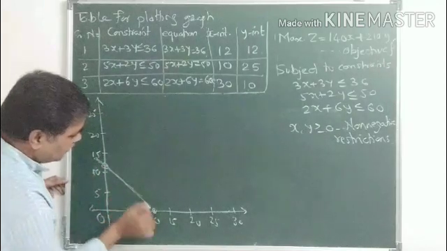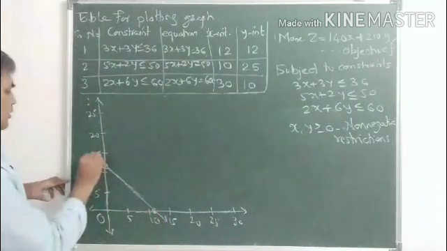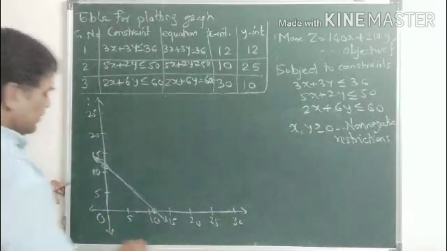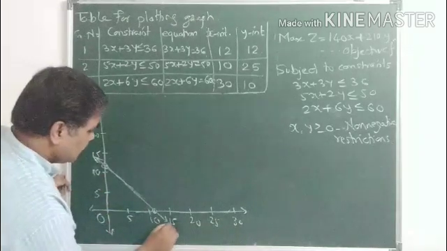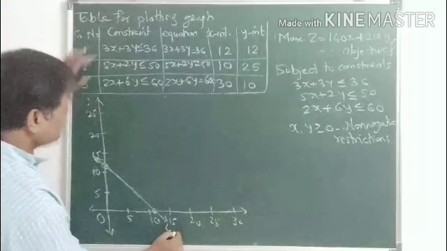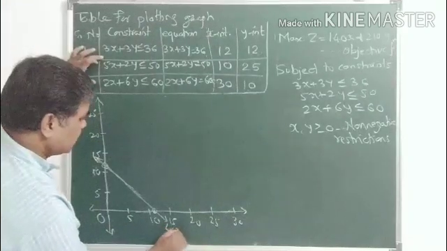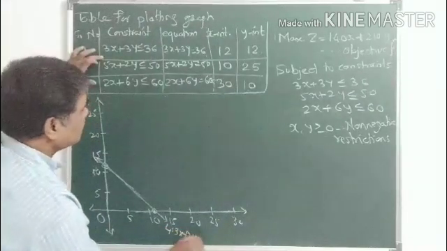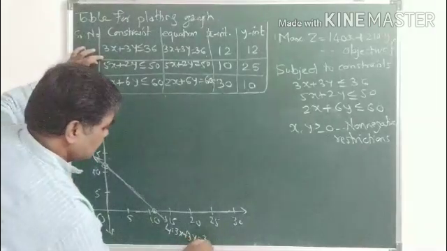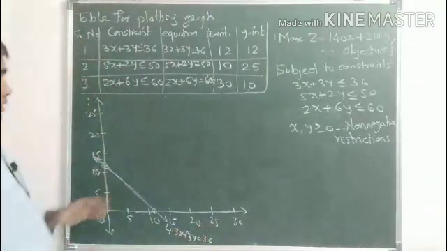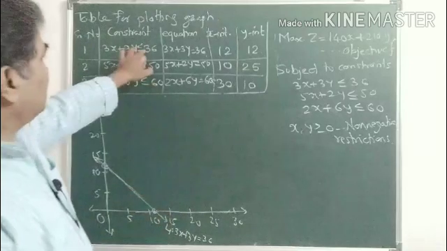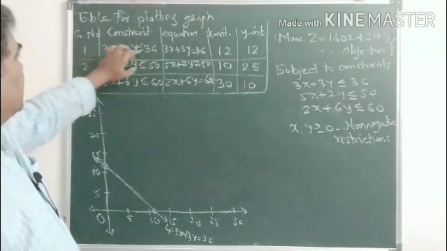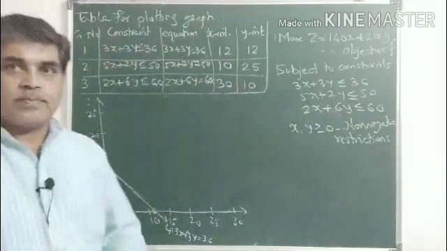If there is a mistake while plotting the line, then there may be variation. So I'll denote this by L1, or you can write the equation also: 3x plus 3y is equal to 36. Okay, now we have this inequality, 3x plus 3y less than or equal to 36.